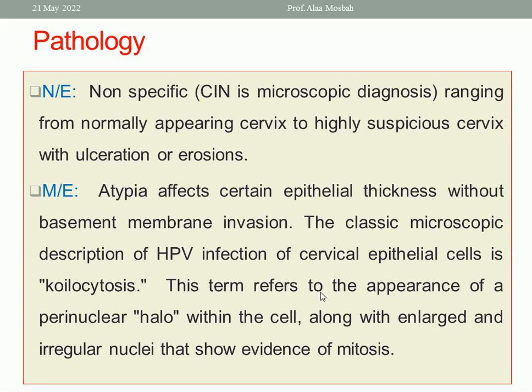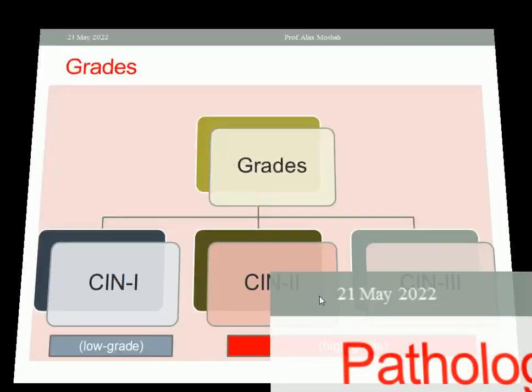What about the pathology? By naked eye, findings are non-specific, ranging from a normal-appearing cervix to a highly suspicious cervix with ulceration or erosion. By microscopic examination, CIN shows atypia affecting a certain epithelial thickness without basement membrane invasion. The classic microscopic description of human papillomavirus infection of cervical epithelial cells is koilocytosis, and this term refers to the appearance of a perinuclear halo within the cell, along with enlarged and irregular nuclei that show evidence of mitosis.